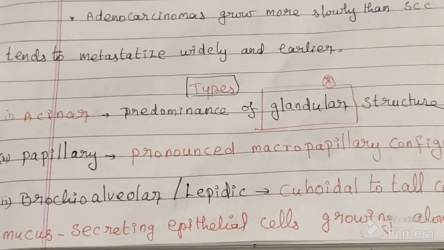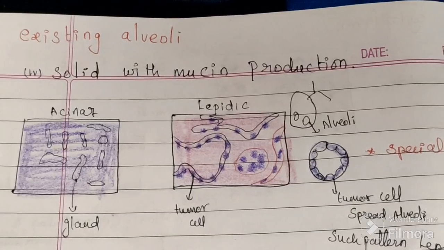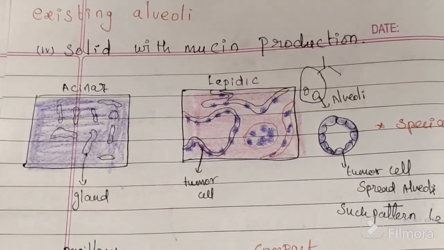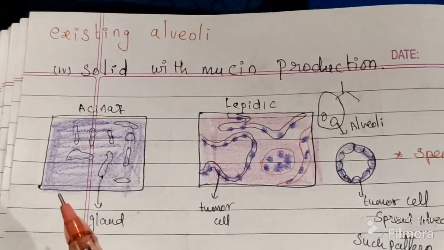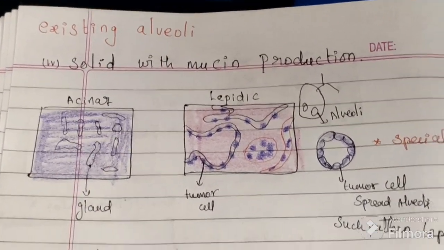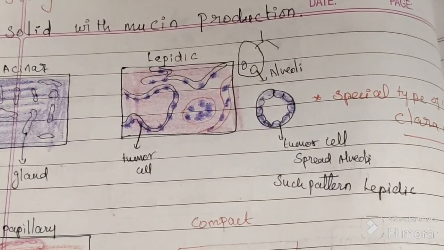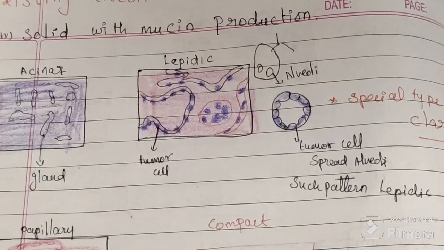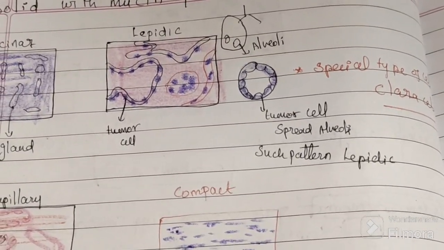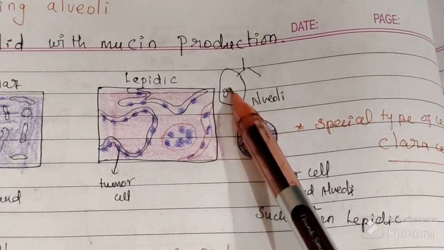Now we want to discuss the 4 different types of diagrams. The fourth one is solid with mucin production. First one is the acinar diagram. See here, that gland. It is glandular. Second one is lepidic, or bronchoalveolar. Here, what is happening? This one is the alveoli.